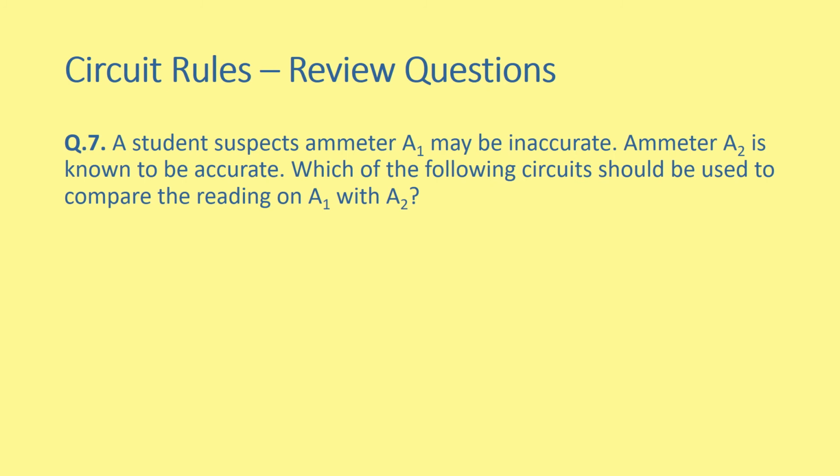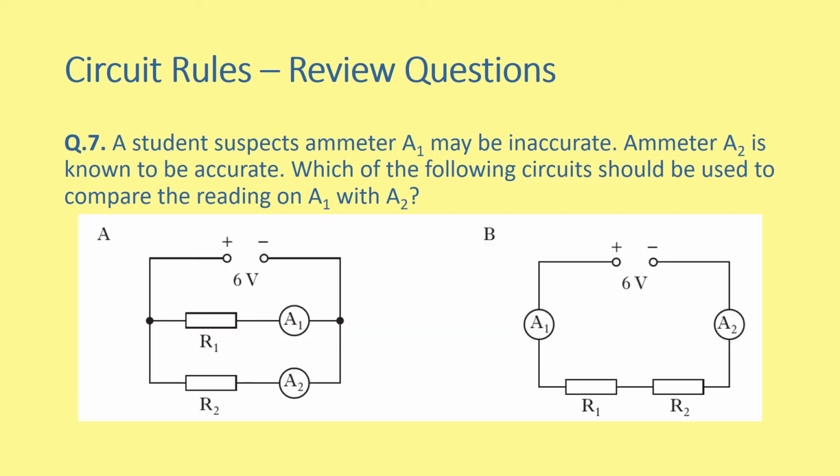Question 7. The student suspects ammeter A1 may be inaccurate. Ammeter A2 is known to be accurate. Which of the following circuits should be used to compare the reading on A1 and A2? Well, obviously, we want to see a circuit where the values for A1 and A2 are going to be the same to check the accuracy of ammeter A1. So that must be the series circuit, which is circuit B.